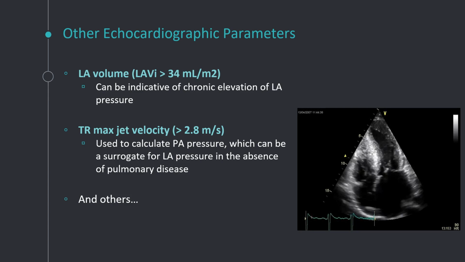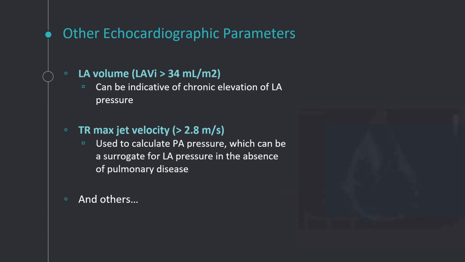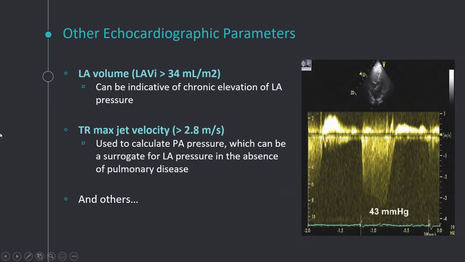If TR jet is high in the absence of pulmonary disease, then your left atrial pressure is probably high. There's a similar principle for assessing mitral stenosis as well. And there are many other parameters that I did not talk about today, and I'm not going to talk about them because it will just go on forever.